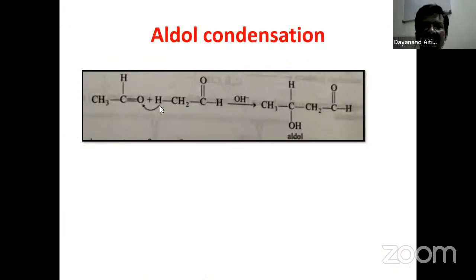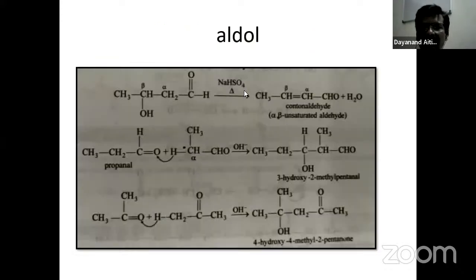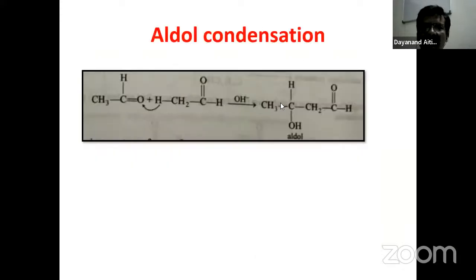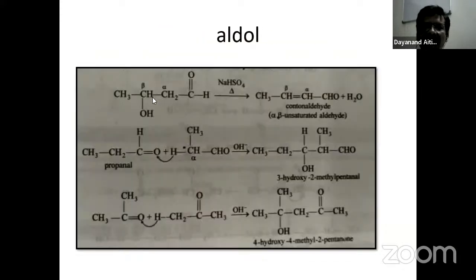Okay, aldol condensation requires alpha hydrogens. Therefore, in the presence of base, this hydrogen is highly acidic and is removed, giving aldol. Any base is enough for this aldol condensation. This aldol is formed. This aldol now will undergo dehydration. Crotonaldehyde is formed. Like this, we can write any number of products.